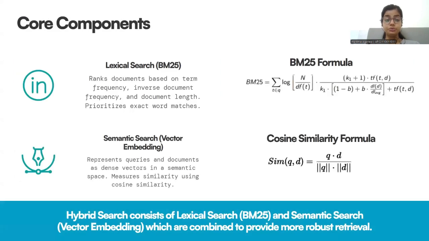So, what are the core concepts? There are two main components, which are BM25 and vector embedding. BM25 is a ranking function used in search engines that calculates a relevance score based on term frequency, how the word appears, inverse document frequency, how rare the word is, and document length. This is the formula for BM25. And semantic vector search represents queries and documents as vectors in semantic space, measuring similarity using cosine similarity, and this is the cosine similarity formula. Hybrid search consists of both lexical search and semantic search, combined to provide robust retrieval.